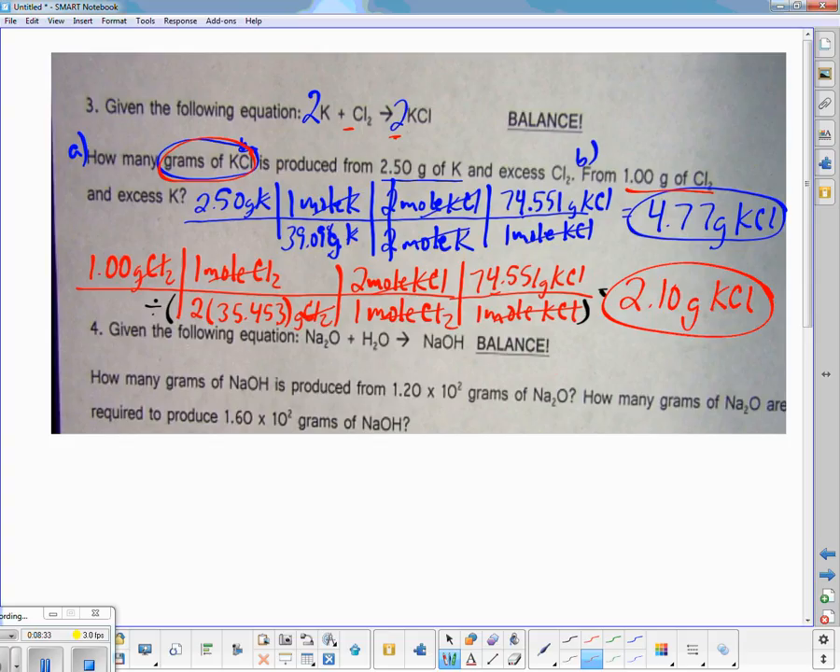Okay. So as we go on to number 4, we're going to balance number 4. What do we need to do to balance number 4? I'm going to go back to the blue. What's it take to balance number 4? 2 in front of what? NaOH. Okay, so it's balanced. This also has a part A and a part B. So we're going to do each of them separate. You'll notice that the numbers are given this time in scientific notation.